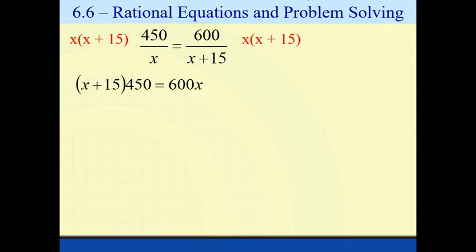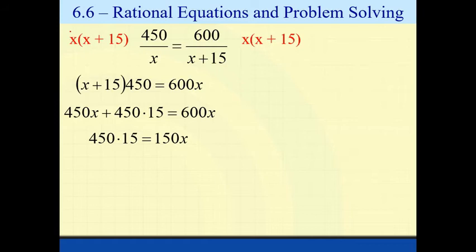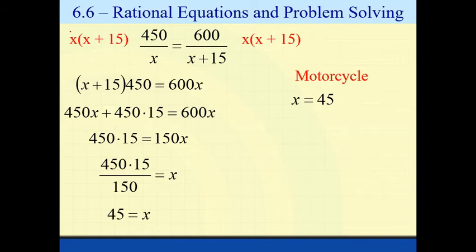You're going to have to distribute the 450 through, right? So at this point, we're just going to subtract the 450x from each side. So we get 450 times 15 is equal to 150x. Divide by 150, and so our x is going to be what? That's right, the x is going to be 45. So we know the motorcycle is 45, but what is the car speed? That's right, car speed is 60 miles per hour.